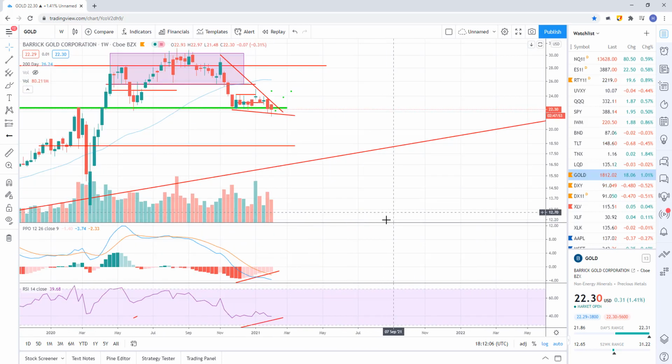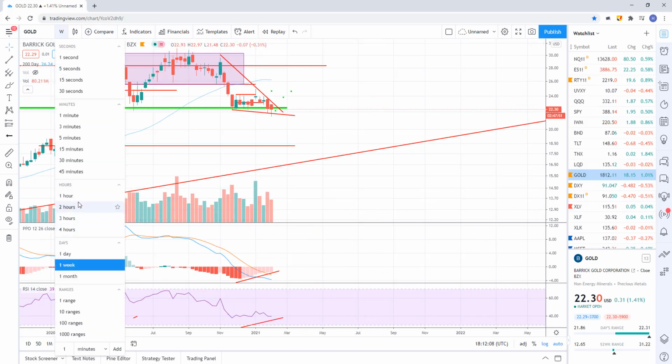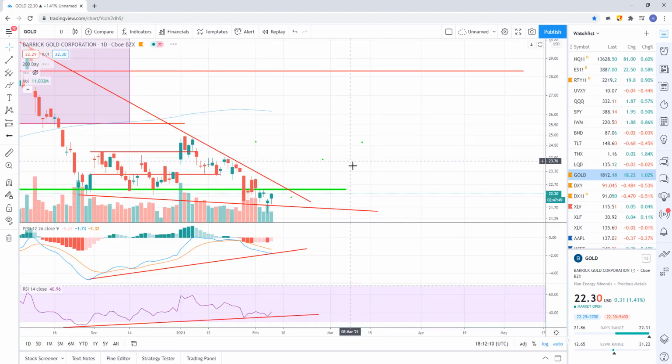I'm starting to step in here and add and start to build a position. I'm probably going to load up on this one. I do like these.